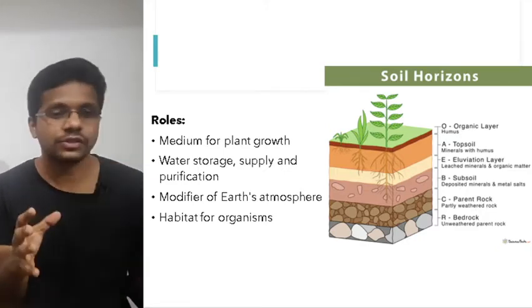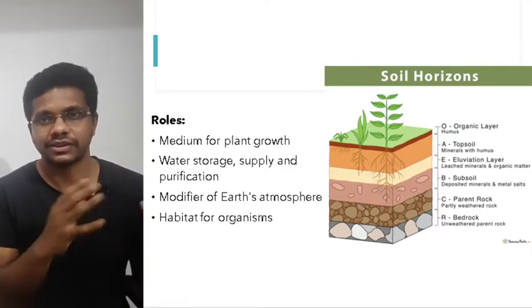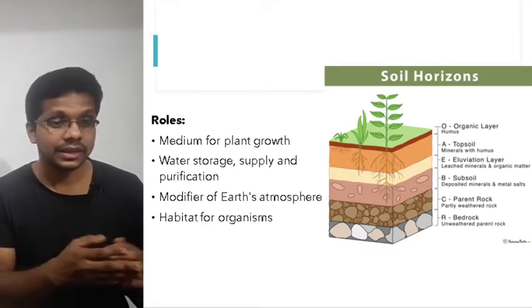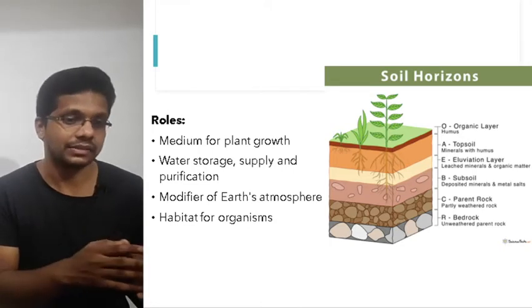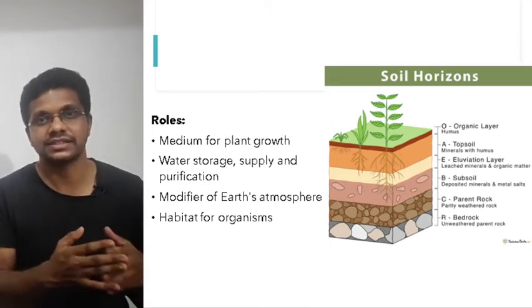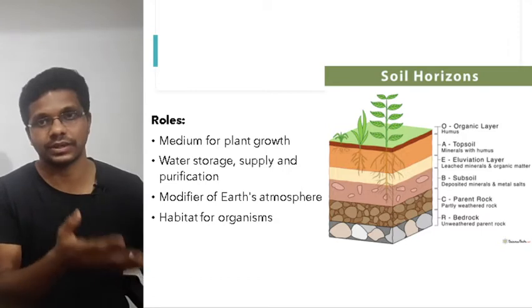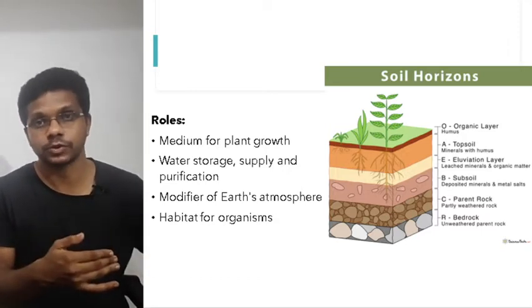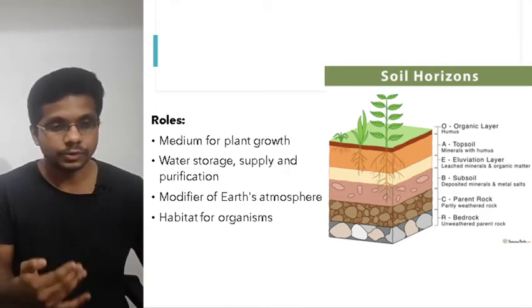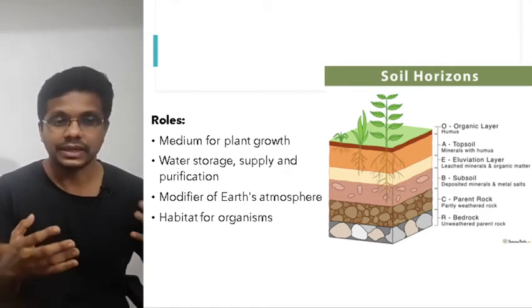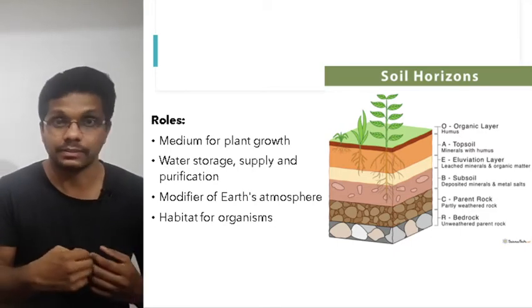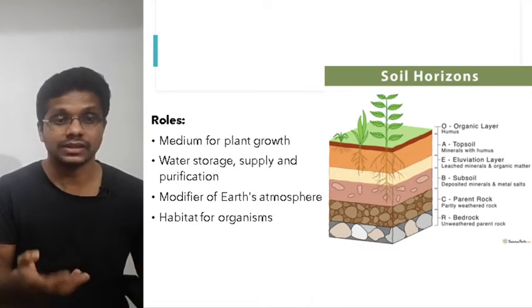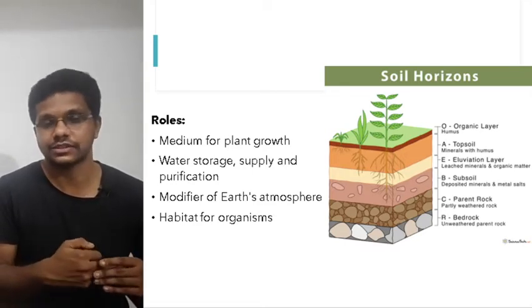If you look at the basic structure of the soil, it has different horizons. The topmost layer is called the O horizon or organic layer, which is basically composed of humus. Then we have the A horizon, which is the topsoil composed of minerals as well as humus. Then we have the E horizon, which is a transition between the topsoil and the subsoil. The subsoil, called the B horizon, contains deposits of minerals as well as metal salts. Below that we have the C horizon of the parent rocks, and way below that we have the bare rocks, which is called the R horizon.